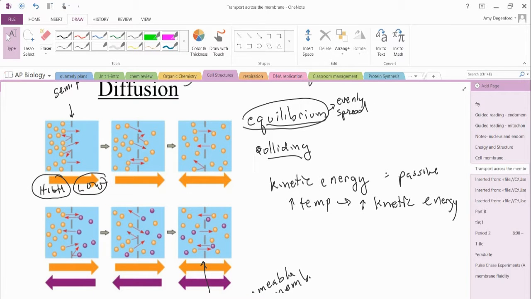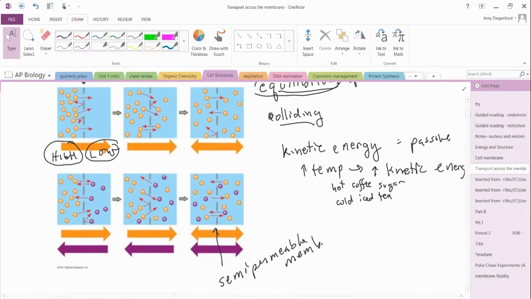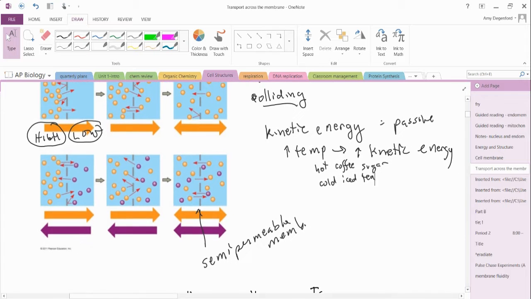Now we can influence this with temperature. If the temperature increases, then we're going to increase the kinetic energy, which does explain why hot coffee is easier to dissolve sugar, whereas cold iced tea, some of you may have seen with frustration that the sugar doesn't want to dissolve with that.